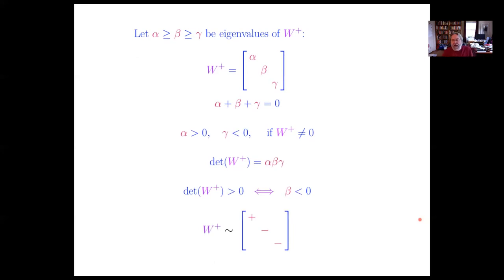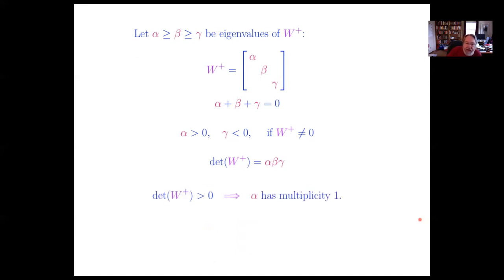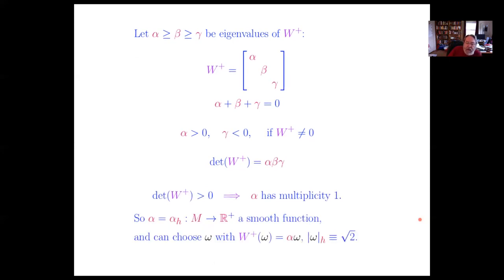like, W plus has a kind of Lorentz shape, one positive direction and two negative directions at every point. In particular, that means that the positive eigenvalue has multiplicity 1, and therefore it actually defines a nice smooth function on the manifold. And then you might say, well, let's choose a two-form, a self-dual two-form, which is an eigenvector of W plus, and we can normalize it, for example, to have pointwise norm square root of 2.